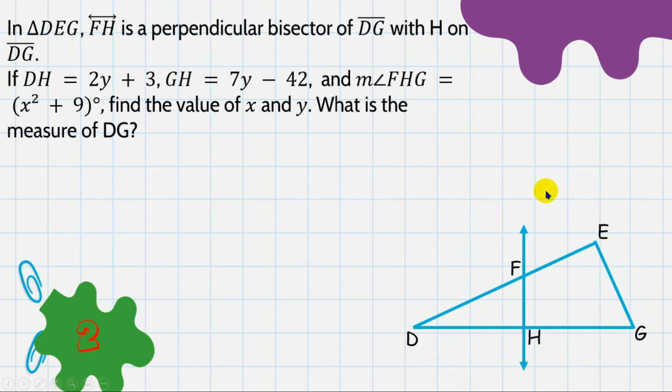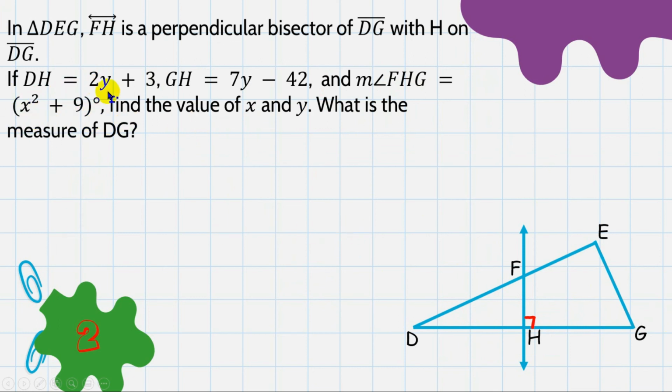Now, the question is, if this segment DH is 2y plus 3 and line segment GH is 7y minus 42, and measure angle FHG. So, alin ba yung FHG na yon? Ito siya. FHG daw po ay x squared plus 9 degrees. Find the value of x and y, and what is the measure of side DG? Hanapin nyo muna yung measurement ng x.